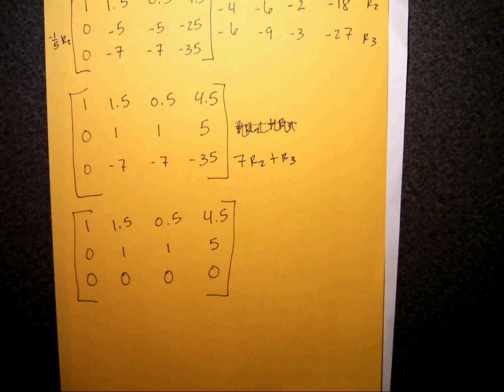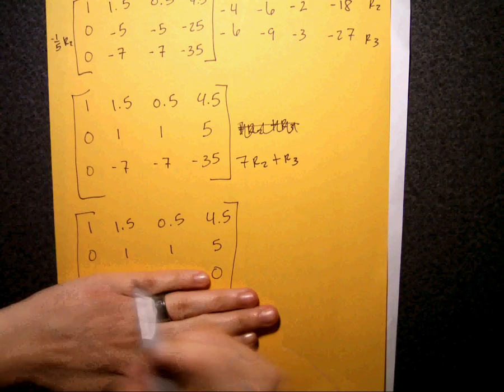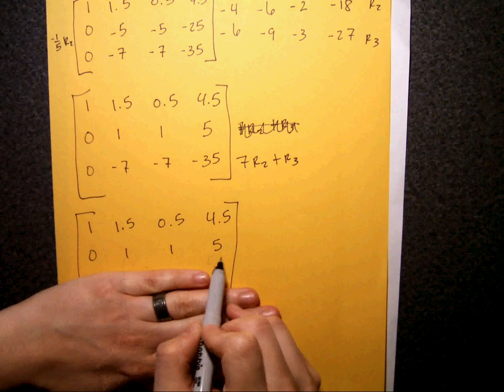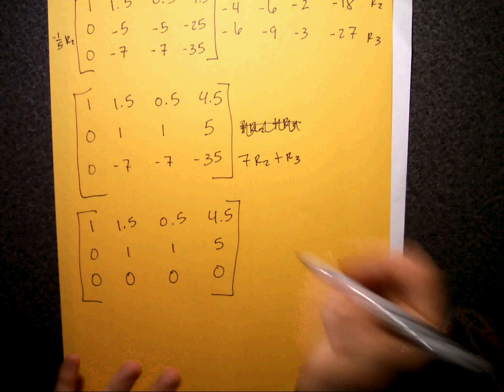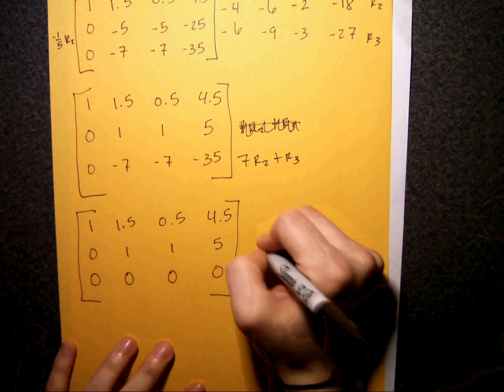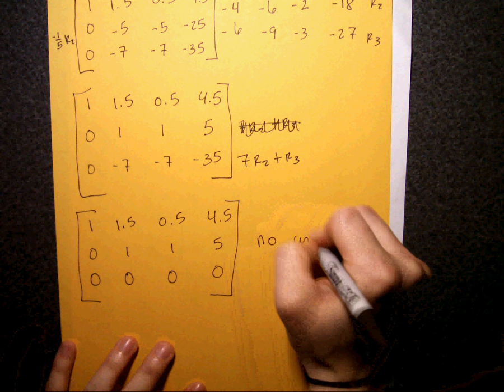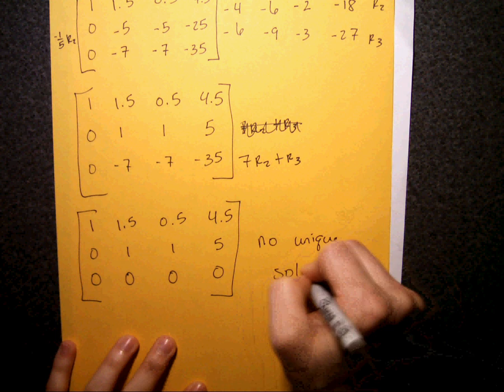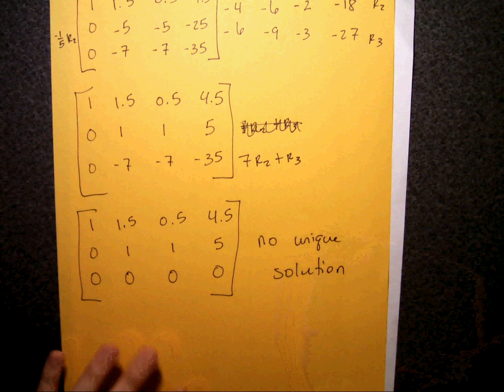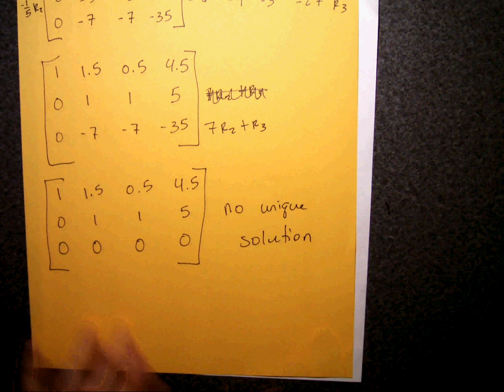Alright, so I ended up with a row of zeros. So what this tells me is I don't have a unique solution. Right? If I look here, I know that y plus z gives me 5, but I don't know what y is and I don't know what z is. So I actually have no unique solution. There's many solutions. We're not going to worry about that right now, though. I don't have a unique solution.